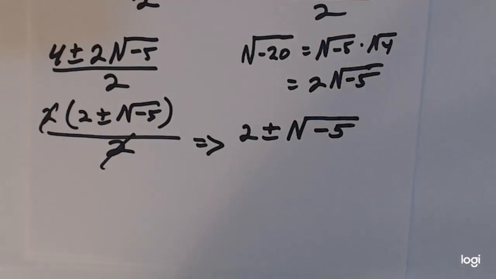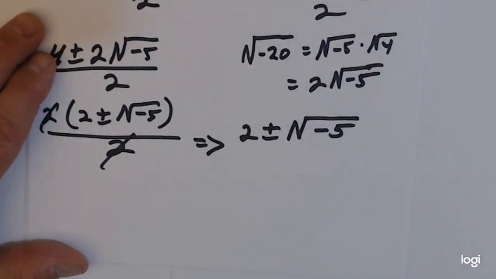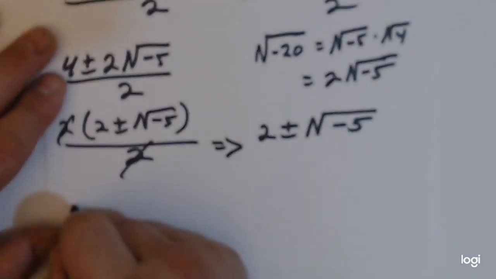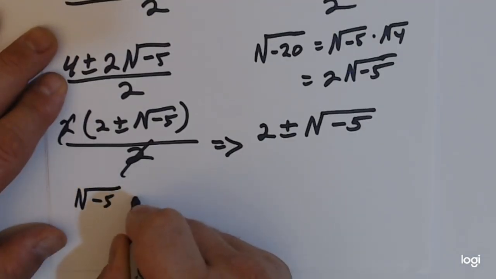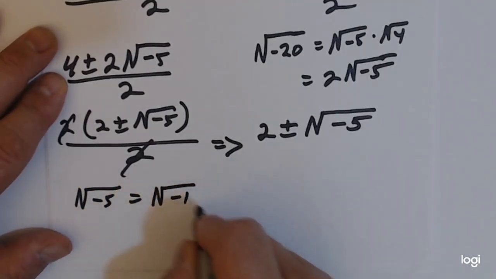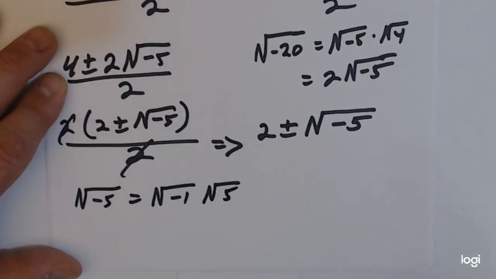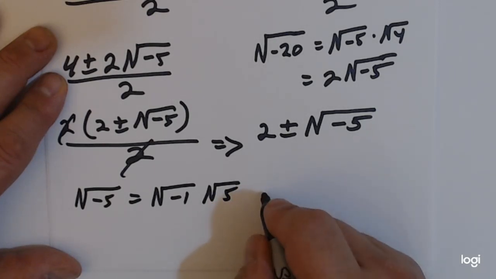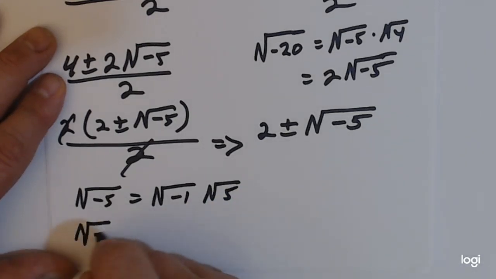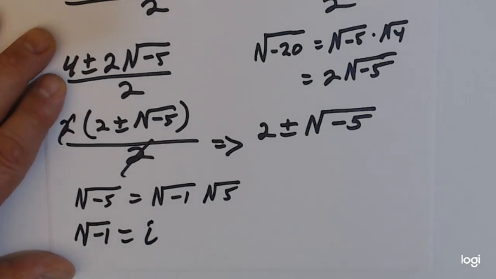Now, that's your answer. But we want to write this in a different form. Now remember, this is going to be, or it is a complex answer here because of the square root of negative 5. The square root of negative 5 can be written as the square root of negative 1 times the square root of 5. And the square root of negative 1 is equal to i.